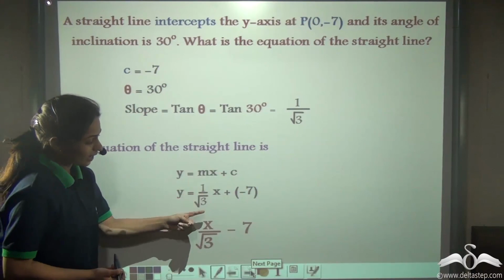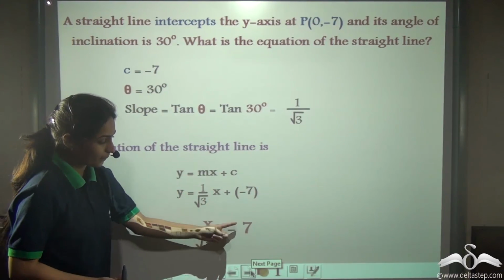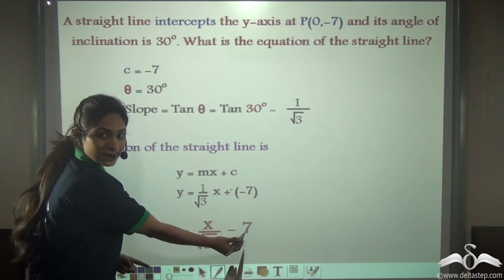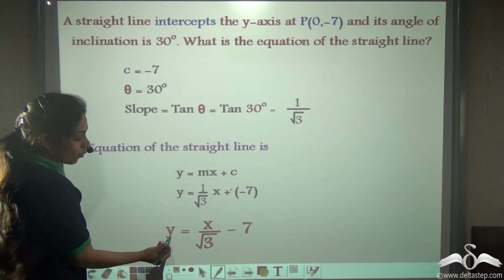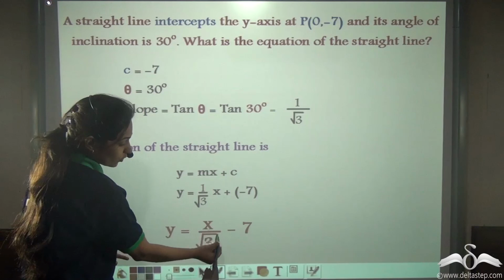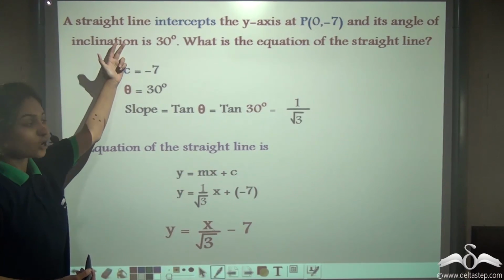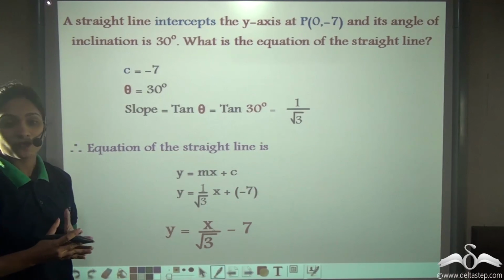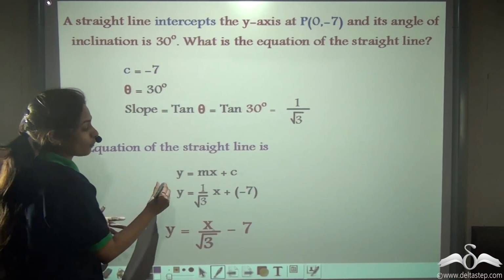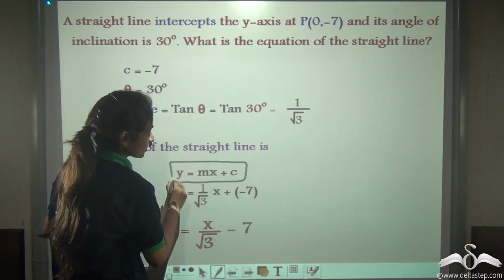Now this can be written as x by root 3 minus 7. Plus minus 7 is minus 7. So you get an equation here, y is equal to x by root 3 minus 7. So this is the equation of this line. So you know that the equation of a straight line in slope-intercept form is y is equal to mx plus c.